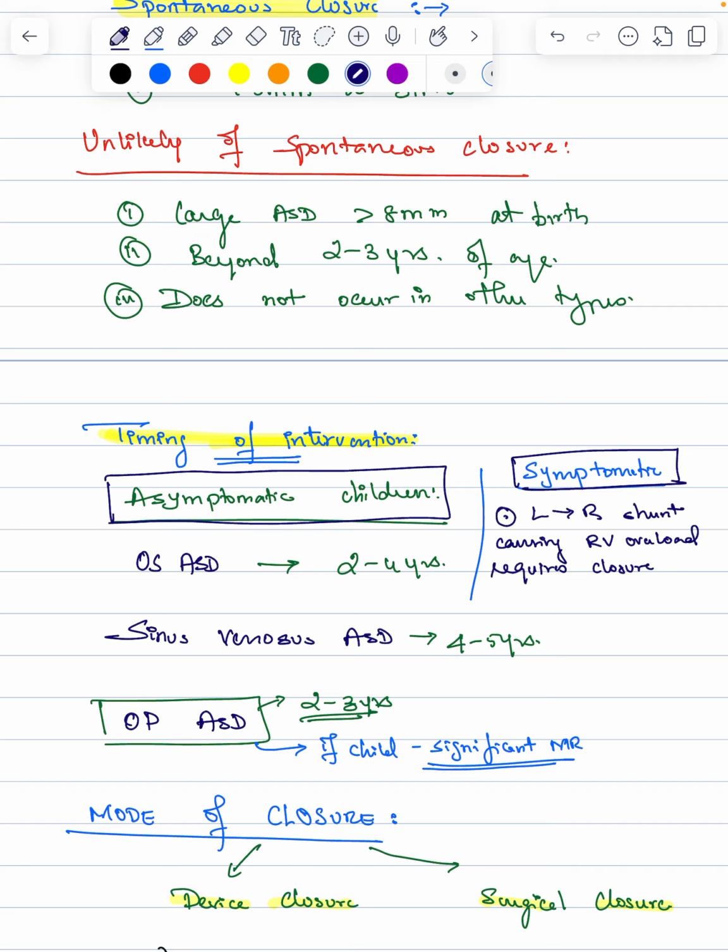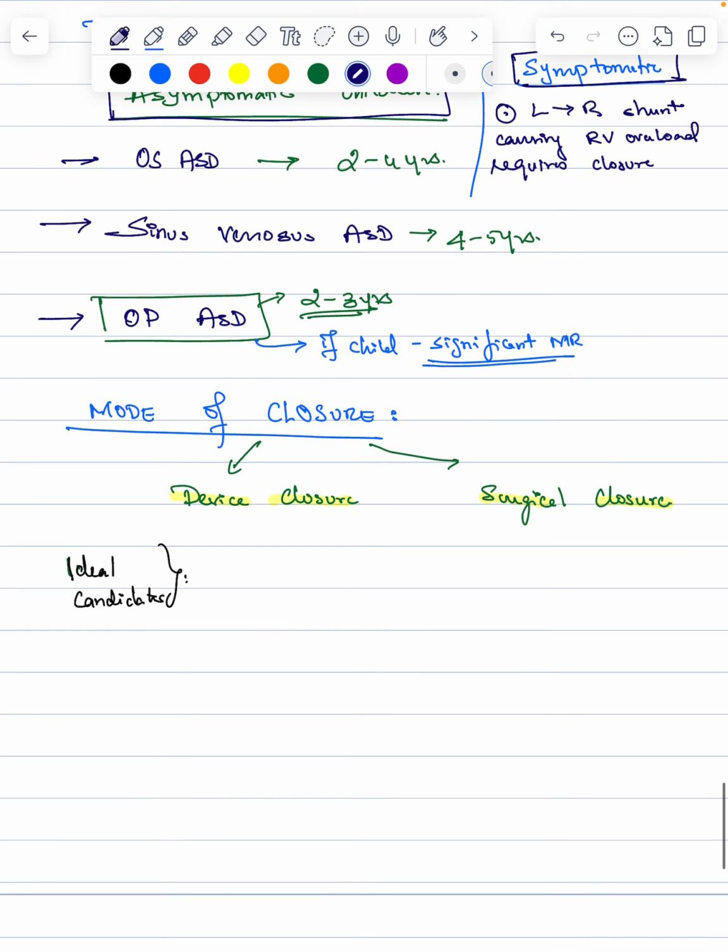The age group for ostium secundum ASD is between 2 to 4 years. For sinus venosus ASD, it is 4 to 5 years. For ostium primum ASD, it is 2 to 3 years. If the child has significant mitral regurgitation with ostium primum ASD, then the surgery should be considered earlier. Okay, clear? Yes.